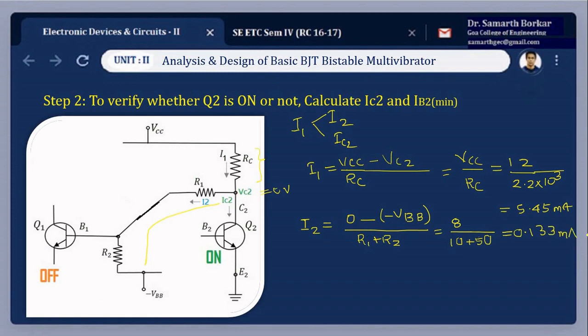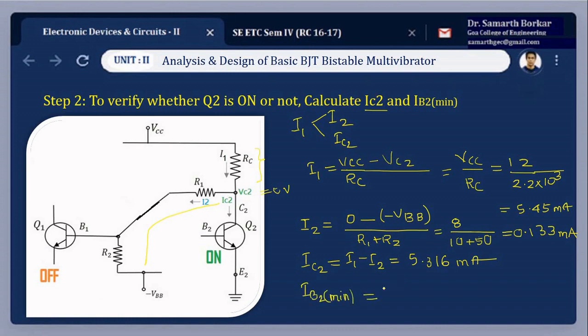The answer is 0.133 milliamperes. Now what we are interested in is finding the value of IC2, and as discussed, IC2 is the difference I1 minus I2. So let us check that value: 5.45 minus 0.13, so it is 5.316 milliamperes.